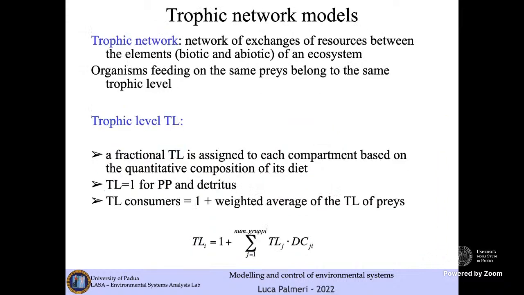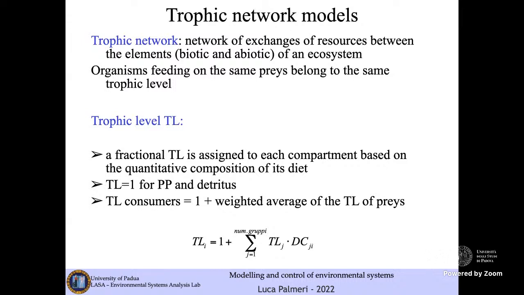Okay, let's go on. What is a trophic network? Well, a network of exchanges of resources between the elements, both biotic and abiotic, of an ecosystem. Organisms that are feeding on the same prey belong to the same trophic level. So this is another definition which we are introducing here. We are talking a lot during this class about trophic levels and predation, consumption, and so on. Now we introduce a new indicator, which is the trophic level, constructed essentially on the basis of the diet of the organism.